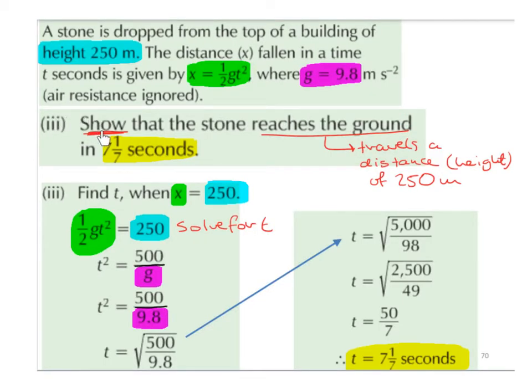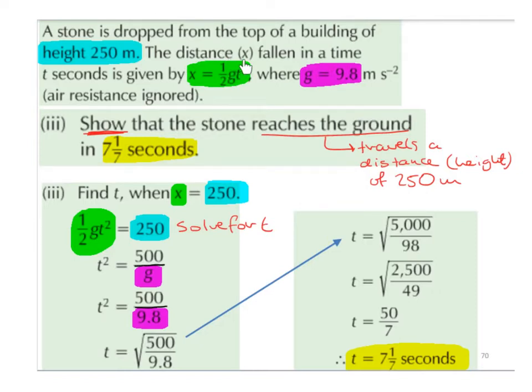Part 3. Show that the stone reaches the ground in 7 1/7 seconds. So if it reaches the ground, it must travel a distance or height of 250 meters, because remember, the stone was dropped from the top of the building, which had a height of 250 meters. So that means find t, the time when x, the distance, is equal to 250.